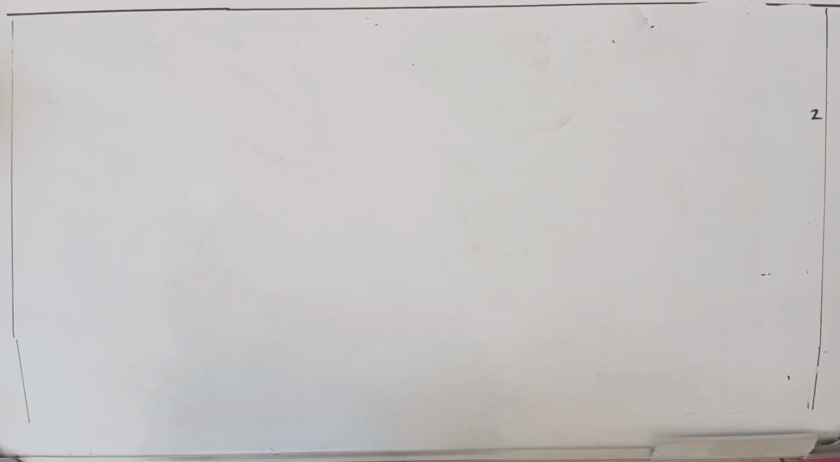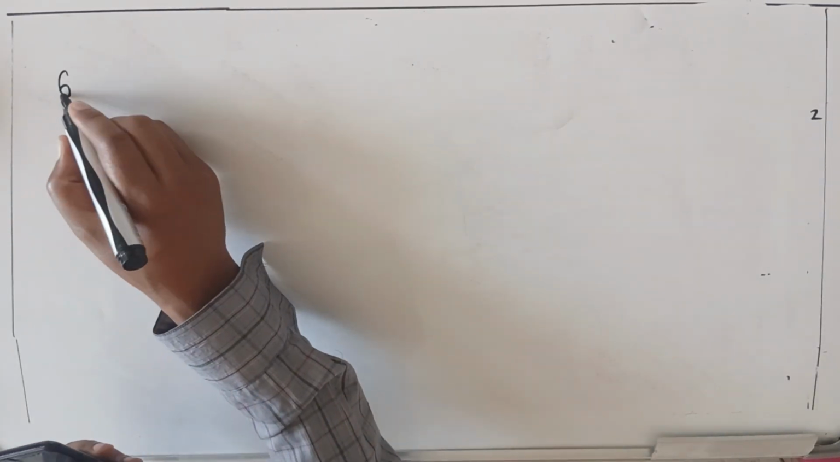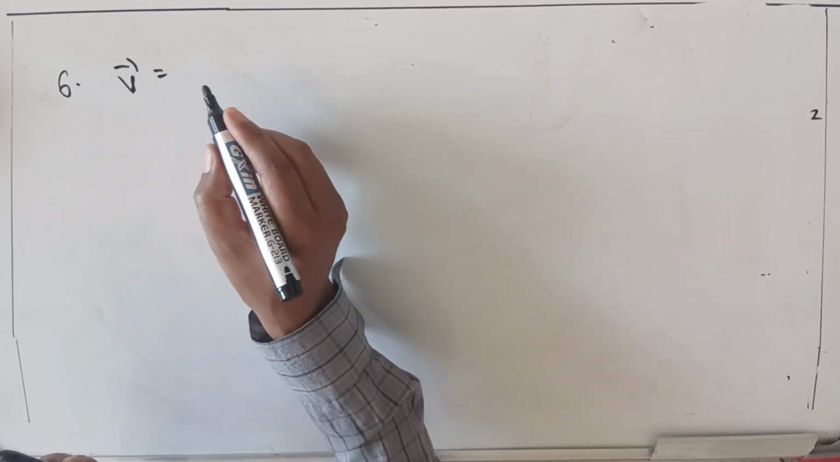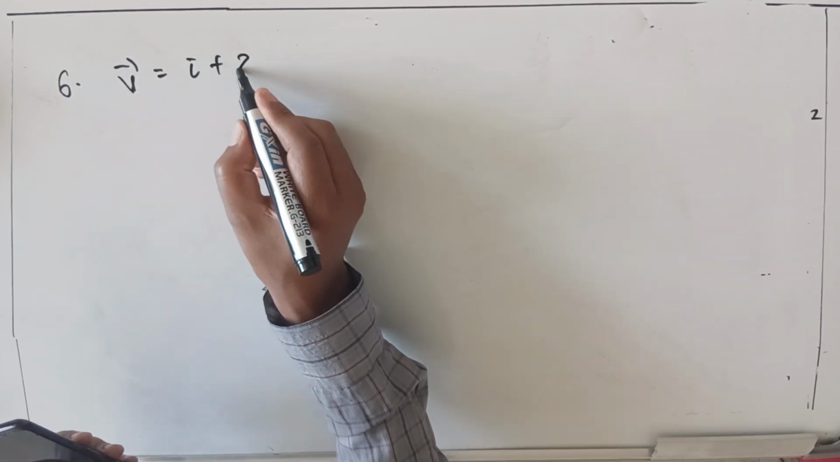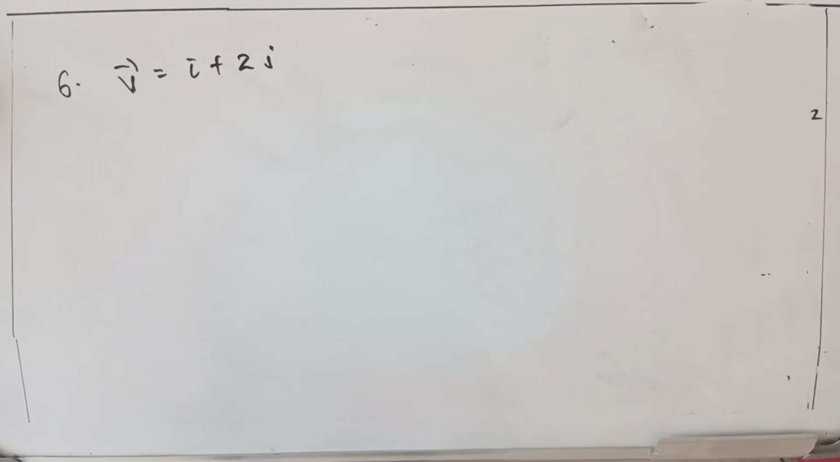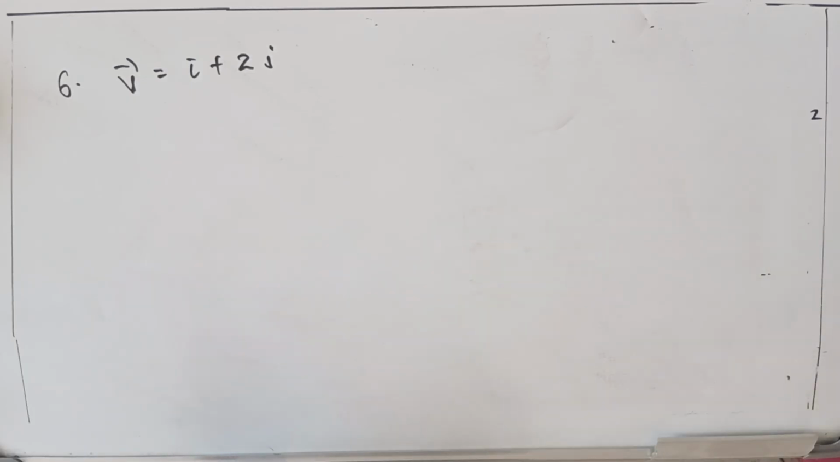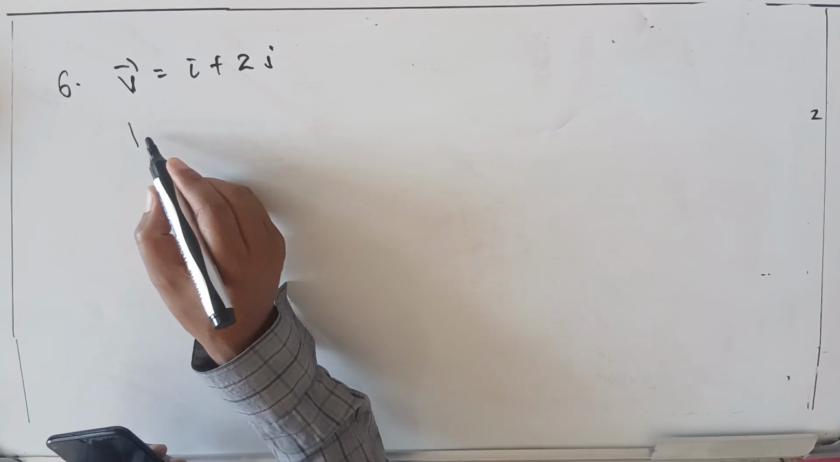Okay, question number 6. What is the unit vector in the direction of the vector v? It's given that vector v is equal to i plus 2j. So what is the unit vector in the direction of this vector? Therefore, a unit vector is a vector with magnitude 1. So let's check this vector. Is it a unit vector? Let's check.